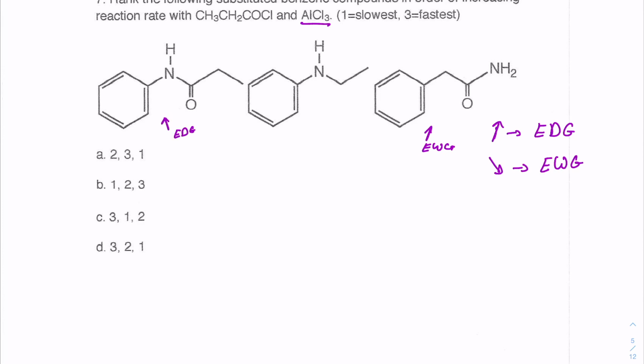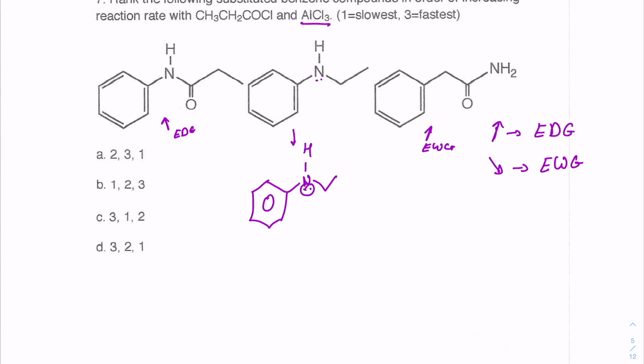Now here there's a common mistake that happens. People think that this is going to be an electron donating group, and it is. But in this case, this NH can do the Lewis acid reaction, and this is one of the exceptions that Dr. Beam puts in her notes.